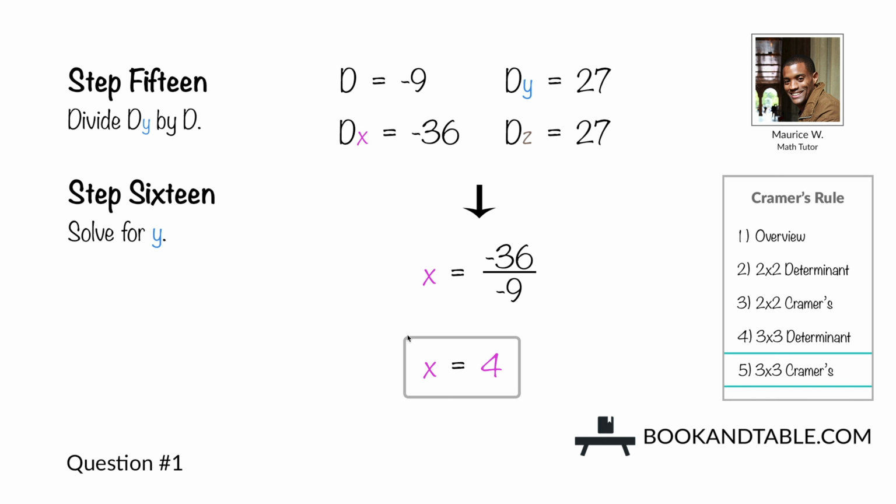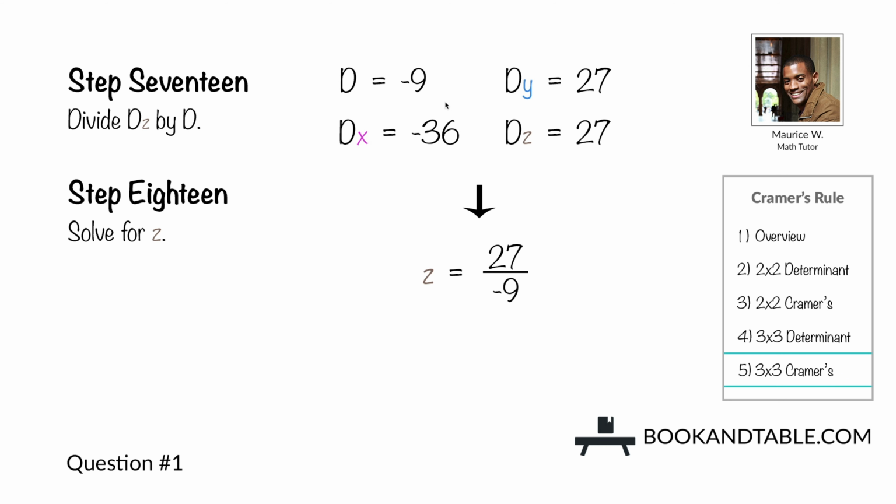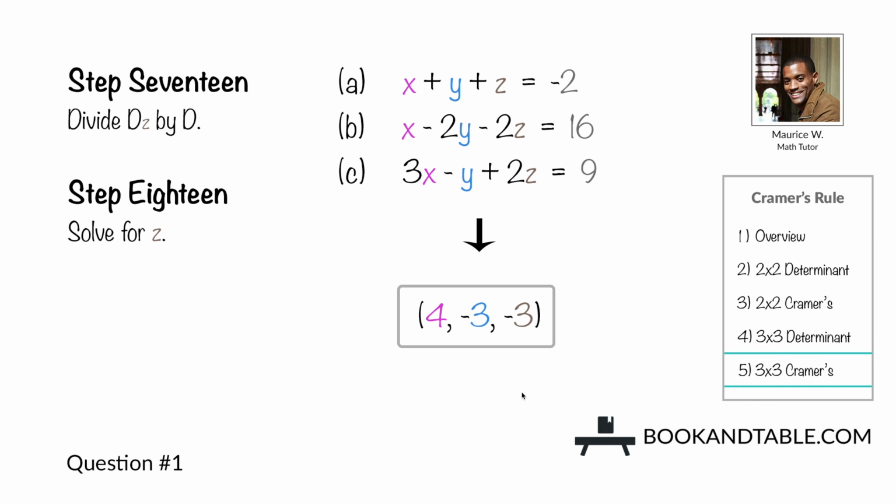In step 15, divide dy, 27, by d, negative 9, showing us y is equal to 27 divided by negative 9, which is negative 3. In step 17, divide dz, which is 27, by d, which is negative 9, showing us z is equal to 27 divided by negative 9, which is negative 3. So the solution to our 3x3 system is the point where x is 4, y is negative 3, and z is negative 3.